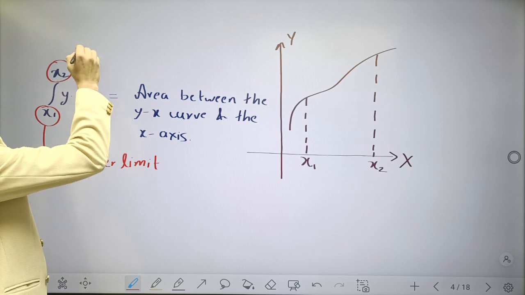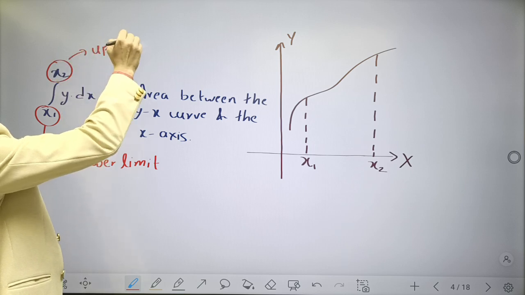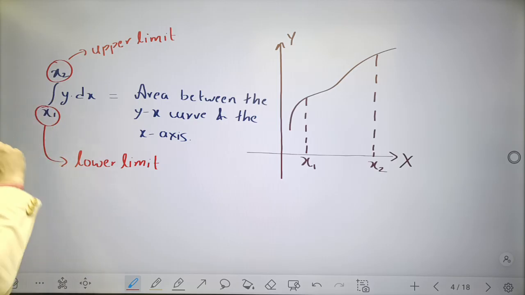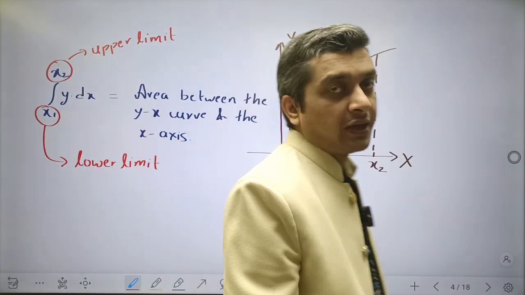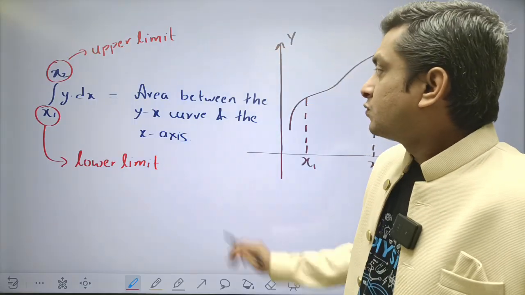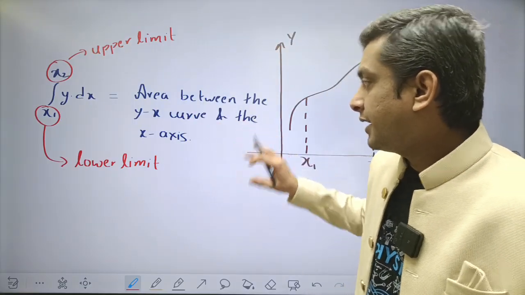This x2 is known as the upper limit. So here integration is, y is being integrated with respect to x, isn't it? And this is the symbol of integration. So what is this area between the y-x curve and the x-axis?